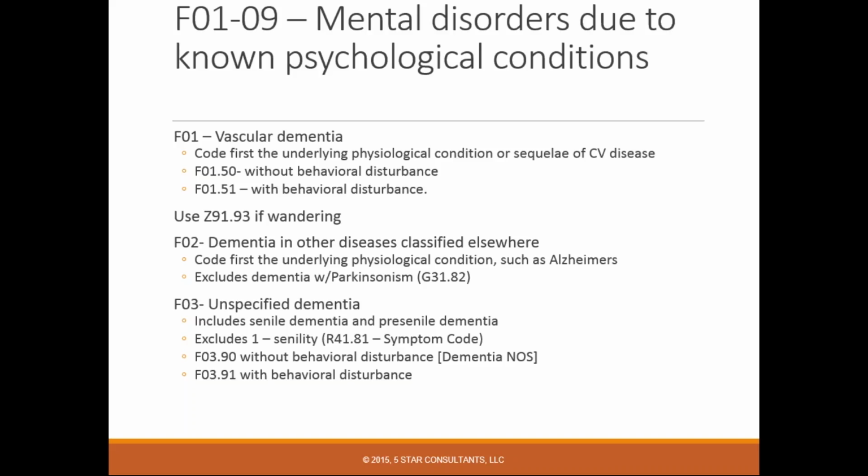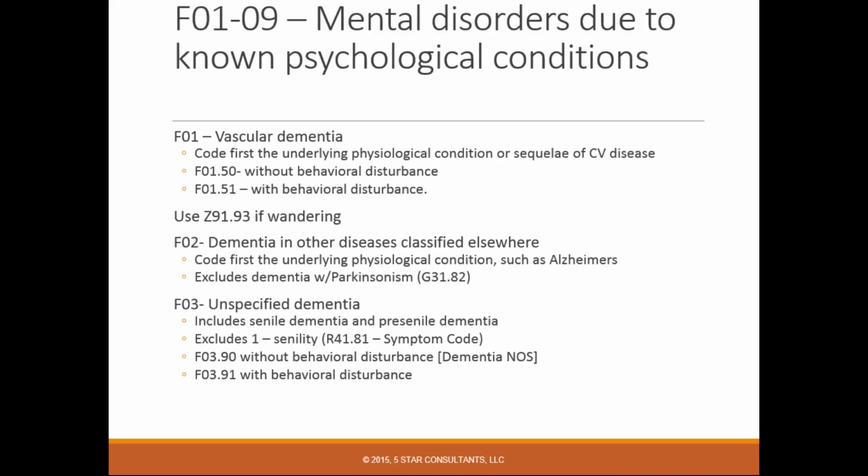F02 are the dementia in diseases otherwise classified elsewhere. So that is what you have to use after Alzheimer's, for example. So when you're coding your Alzheimer's, that's first, and then you have your dementia that is with Alzheimer's, so Alzheimer's dementia.